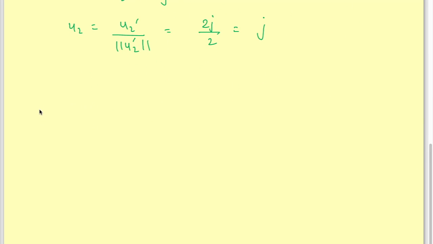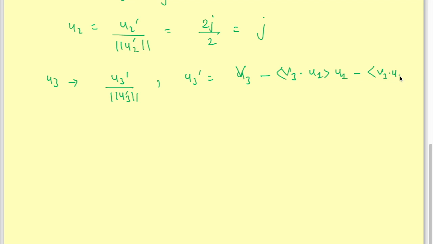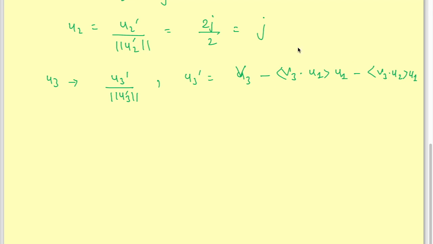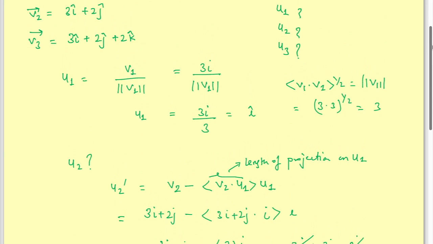Now likewise we need to find u3. So first we will find u3 dash and take the norm of this. So what is u3 dash? It is nothing but v3 minus v3 into u1, minus v3 into u2. Okay, so what we are doing here is that we are subtracting the projection of vector v3 on u1 and the projection of vector v3 on u2. So what it will look like is, what is our v3 here? It is 3i plus 2j plus 2k.